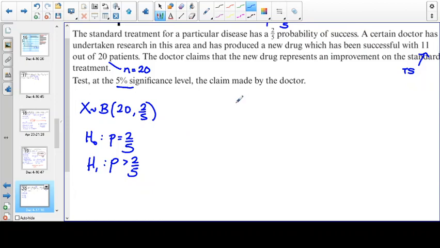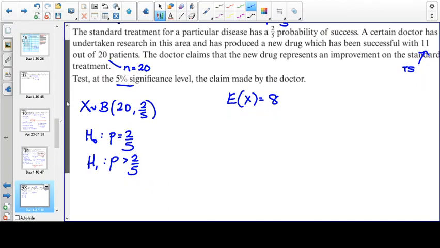We could also have figured that out by working out the expected. So based on 20 and the probability of success, 20 times 2/5 is 8. So based on that probability of success, you would expect 8 patients to improve, but actually the doctor's seen 11, so she thinks, or he thinks, that this is now greater. So that's where this comes from.